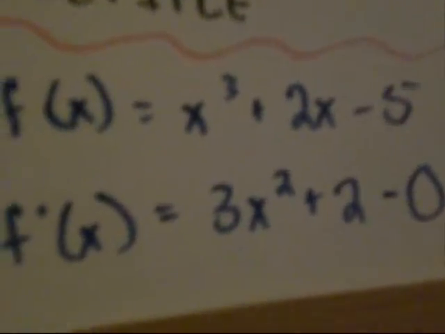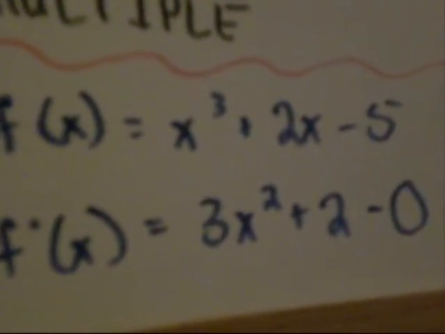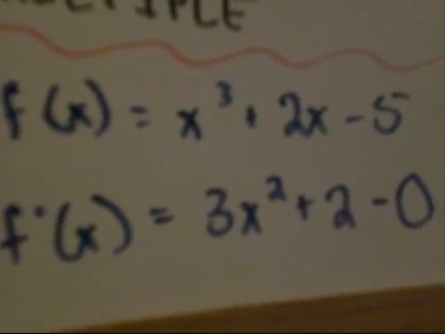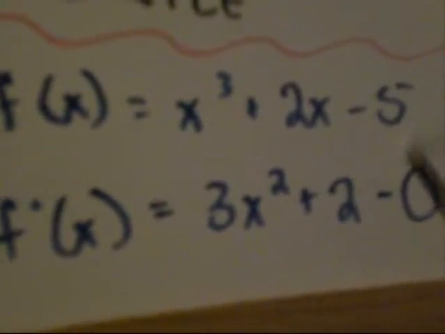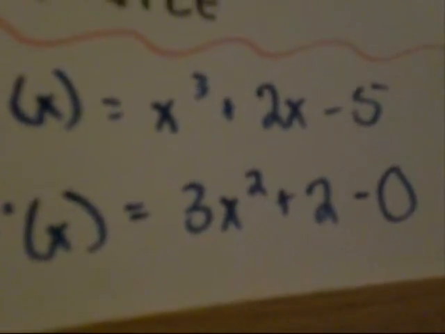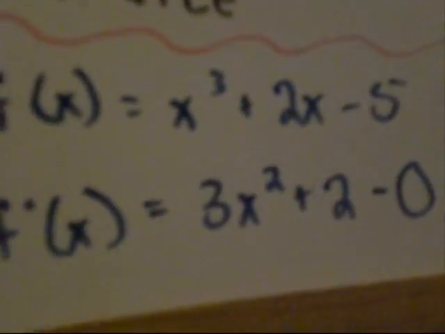Okay, now when you have addition and subtraction in a derivative, that just means that all you're going to do is take the derivative of everything separately and add or subtract that all together. So if you have x cubed plus 2x minus 5, then use all the rules that I just told you about to find the derivative of that.